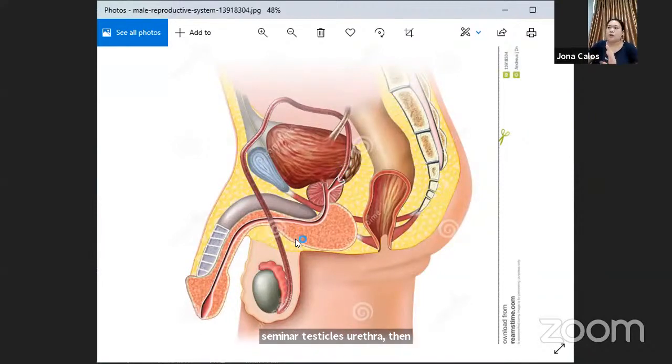What else? So testes, epididymis, vas deferens, seminal vesicles, urethra, penis, and scrotum. Those are the parts that we are most likely to use in our examination. So that's 6. I will only put 5, but I will give like 6 or 7 choices for you to choose. So you have to know the difference of this.